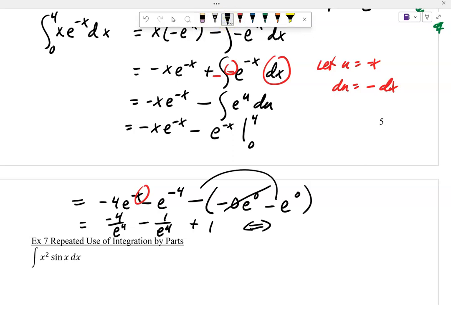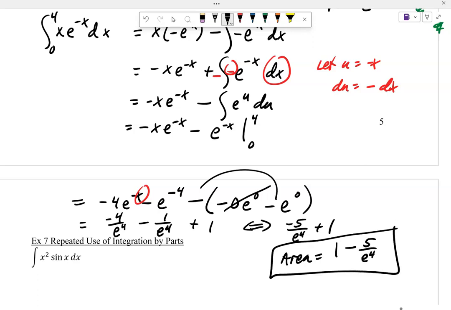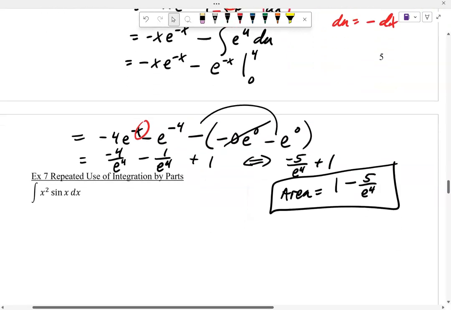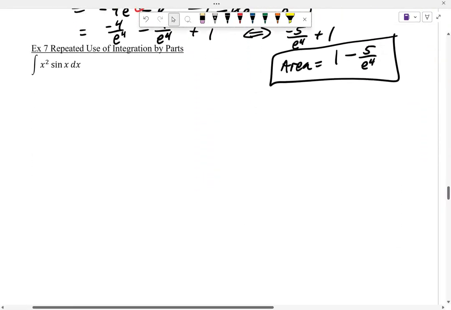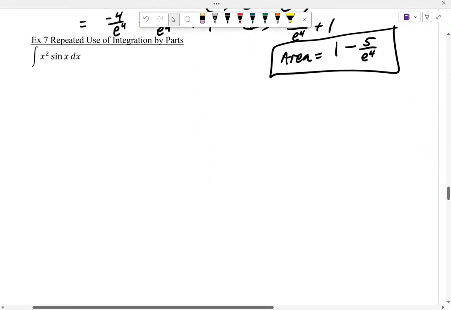Negative 4 over e to the 4 minus 1 over e to the 4 is negative 5 over e to the 4 plus the 1. So in other words, the area is 1 minus 5 over e to the 4. Or that's like 0.9-ish something. All right, another one with a repeated integration by parts. So why don't you set that up, pause the video, and check your answer.